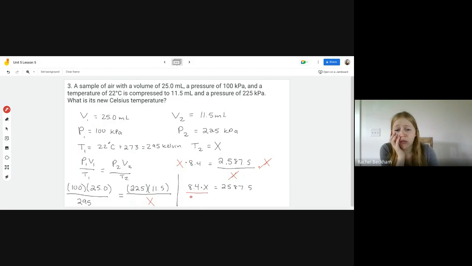So now I need to get x by itself. It's in the numerator, which is great. And I need to get that 8.4 to go away. So I'm going to divide both sides by 8.4. And I have my answer. I'm getting 308 as my answer. And remember, that's in units of Kelvin, right? And they want it to be in units of Celsius. So we need to subtract 273 from that. 308 minus 273. And I get 35 degrees Celsius as my answer for number 3.